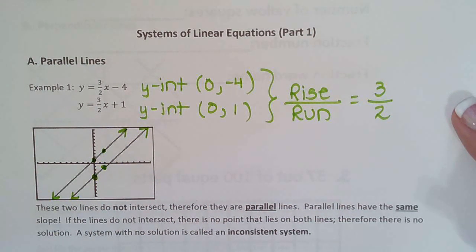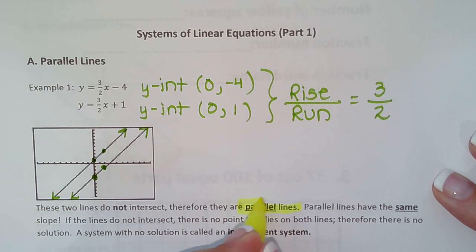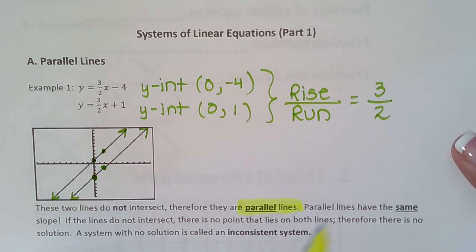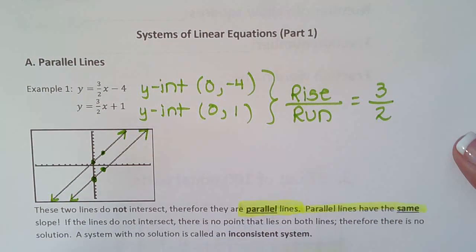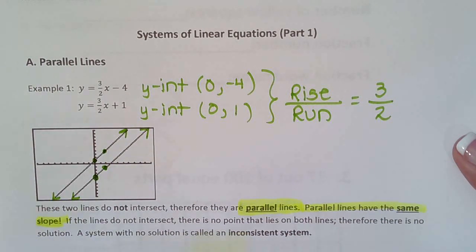But what you should notice is that these lines don't intersect. They never cross. So we call those parallel lines. And we learned this in Module 6, and I had you highlight it, but I think I would highlight it again. Parallel lines have the same slope.